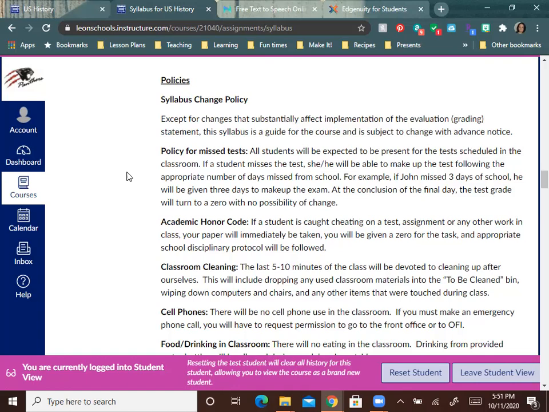Policy for missed class: all students will be expected to be present for the scheduled test. If you miss the test, you can make it up. Just come talk to me. Academic honor code. This is a huge, huge problem this year.